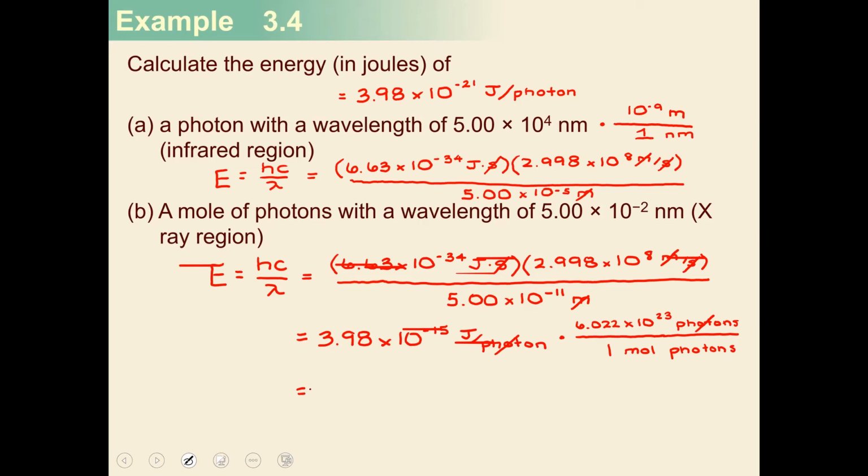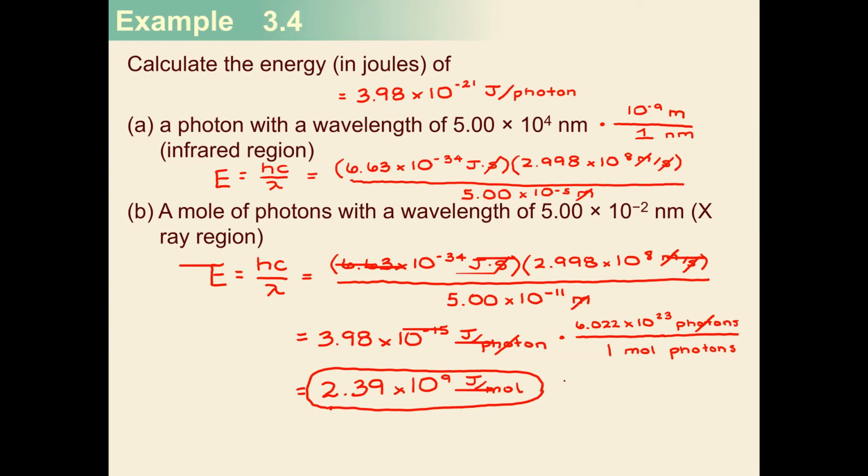And now what we end up getting is joules per mole. This is going to be a very standard unit that you will see when we get to many of our energy chapters, including thermodynamics. So now you will get a value of 2.39 times 10 to the 9th joules per mole. So if you are given 10 photons, or 1,000 photons, or a mole of photons, remember that when you do this calculation, the first part is just joules per individual photon. Then you need to multiply by the number of photons that you have.